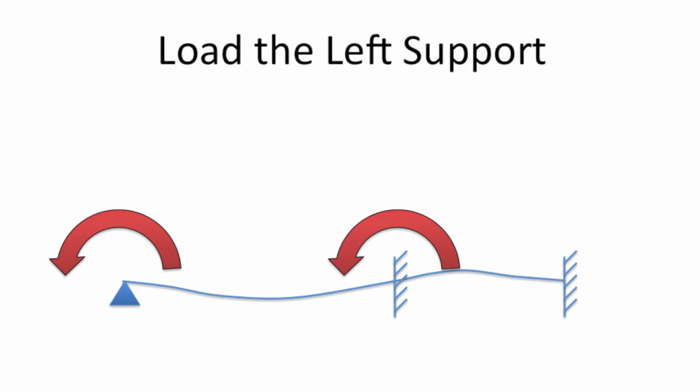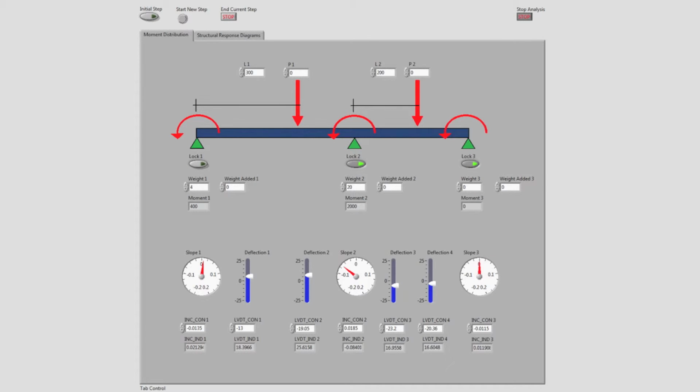Now we will load the left support with the theoretically calculated reaction moment at that support, bringing the rotation back to 0. This simulates the reaction moment and will verify that our calculation using the moment distribution method is accurate. A moment of 400 Newton millimeters is applied at the left support in our LabVIEW interface while leaving the support unlocked, and the corresponding slope is now 0. Now let's watch this in action.